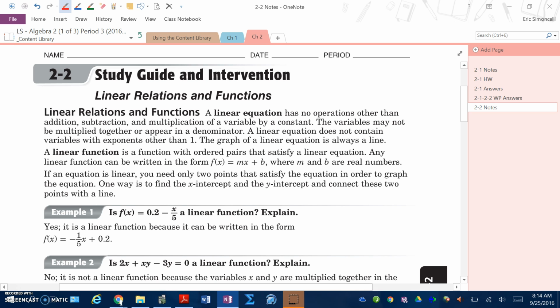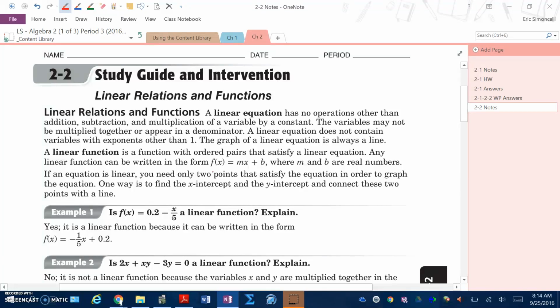A linear equation does not contain variables with exponents other than 1, and the graph of a linear equation is always a line. A linear function is a function with ordered pairs that satisfy a linear equation. Any linear function can be written in the form f of x equals mx plus b, or y equals mx plus b. We can replace that, of course, where m and b are real numbers.